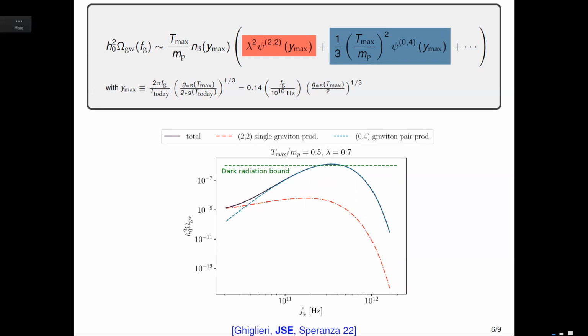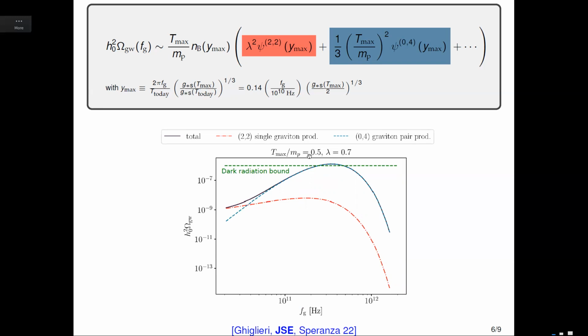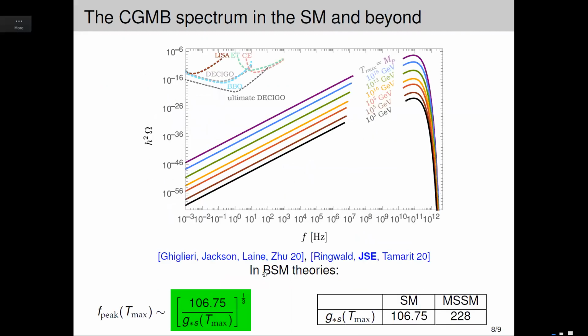All right, let's go on and discuss what happens in the standard model, for example. The calculation is pretty much the same. You still get the scaling, that this is scaling with the coupling in the Higgs portal, and this is scaling like Tmax over m Planck squared. The only thing that changes is that you have to calculate way more diagrams. It's way more technical. So this was done in the standard model for single graviton production processes by Ghiglieri, Jackson, Laine, and Zhu in 2020. And the results are here.